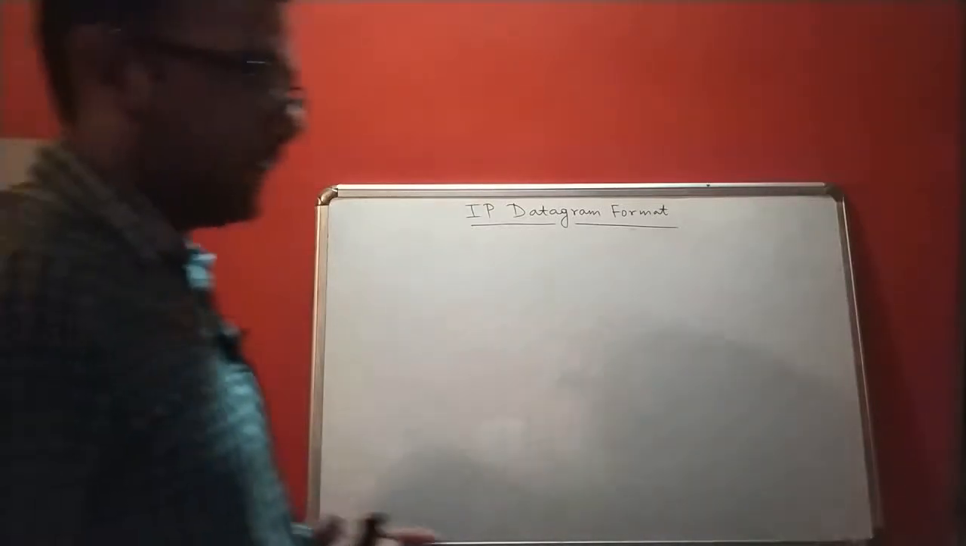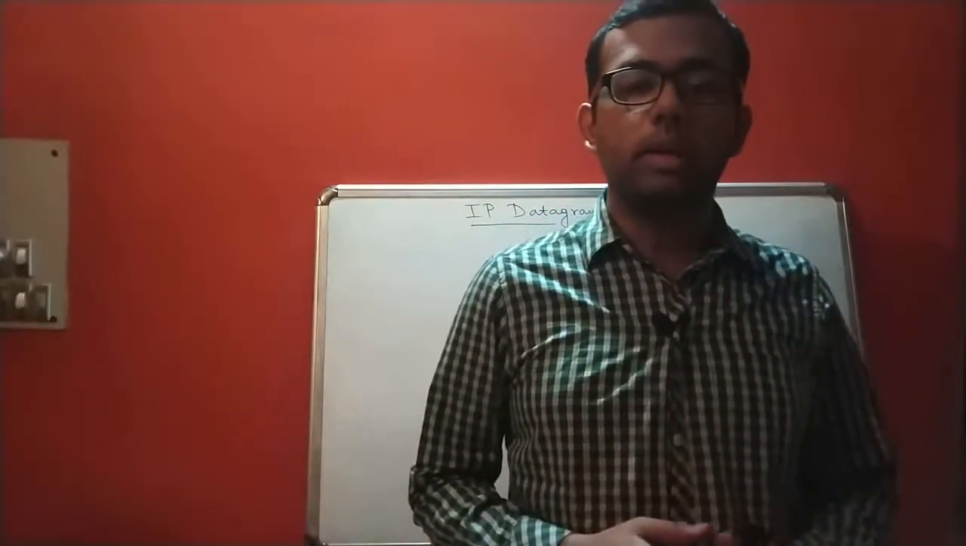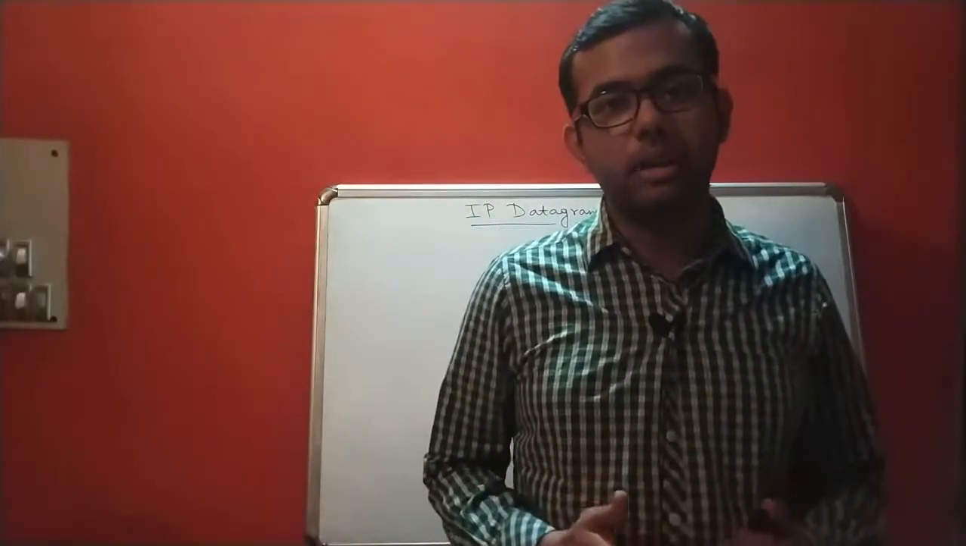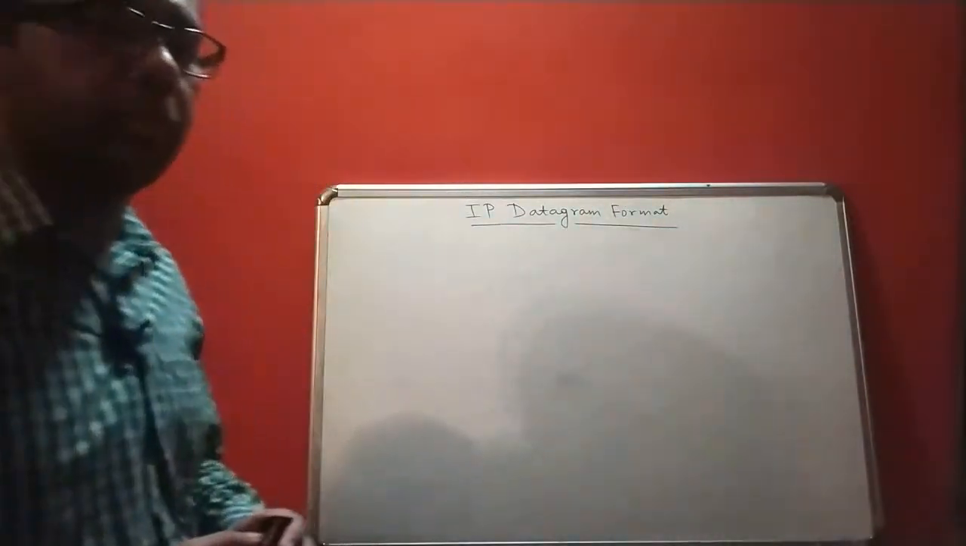IP is a connectionless and unreliable protocol. IP packets may be delivered out of order or may cause congestion in the network. Therefore, we need to pair IP with a reliable protocol like TCP. In today's video, we'll discuss the IP datagram format.